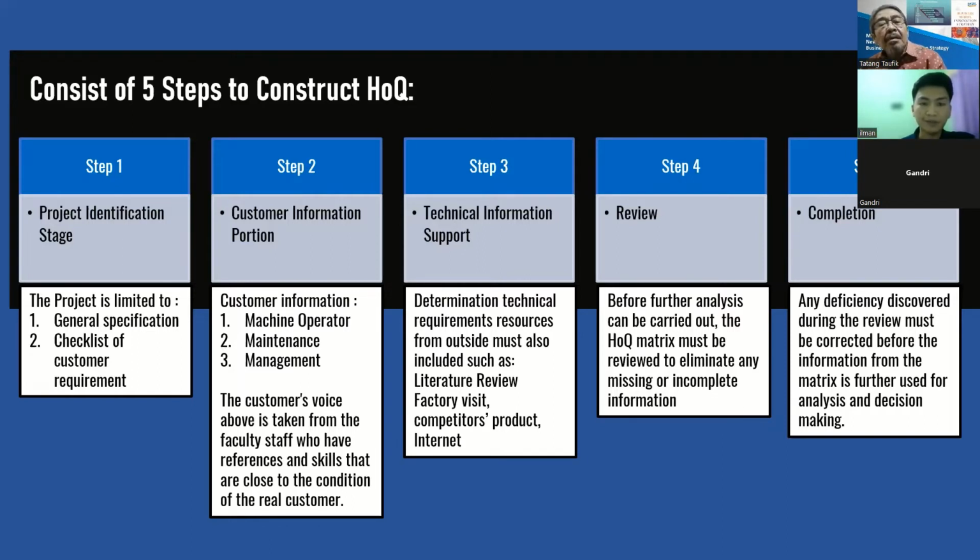Step 4 is review. Before further analysis after the HOQ is constructed, they review the HOQ itself, and if there is any missing or any incorrect information, they will prepare it. Then step 5 is completion. After the HOQ is constructed and reviewed, they will decide and finalize that HOQ before going through further process.